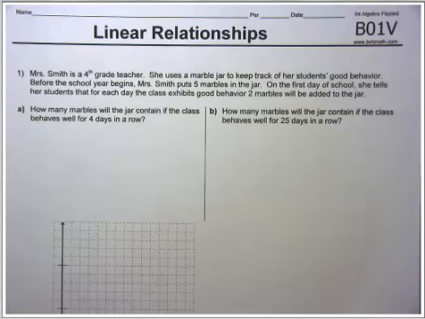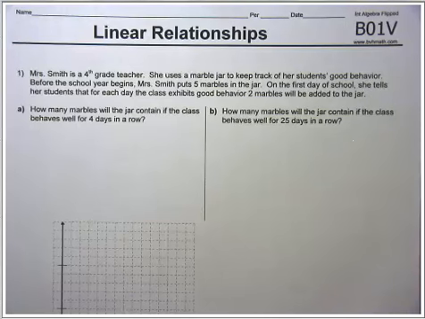A. How many marbles will the jar contain if the class behaves well for 4 days in a row? B. How many marbles will the jar contain if the class behaves well for 25 days in a row? All right, to answer these questions, we're going to take advantage of the fact that there is a linear relationship between the number of marbles in the jar and the number of good days of behavior that the class exhibits. So we're going to examine that linear relationship.